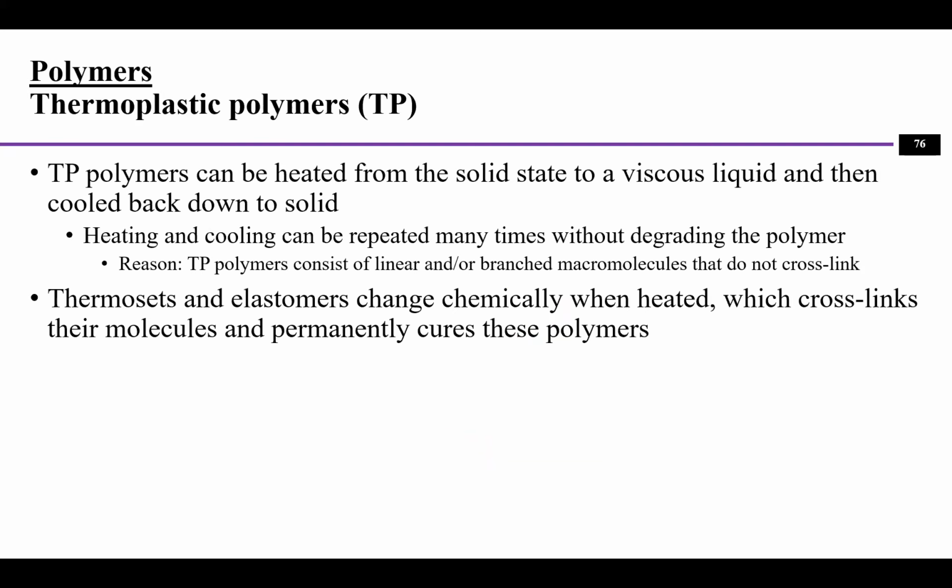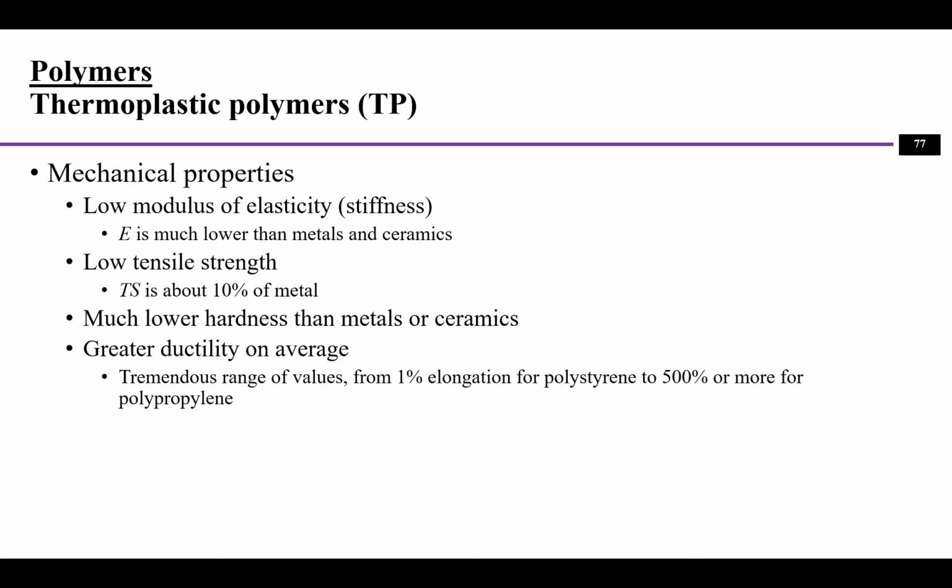Thermoplastics, like I explained before, for thermoplastics, those certain polymers can be heated from the solid state to a viscous liquid and then cooled back down to solid, right? So this is thermoplastic. Well, thermosets and elastomers, they can change chemically when heated. Crosslinks will be damaged, and will permanently fuse those polymers. They cannot go back to their solid state.